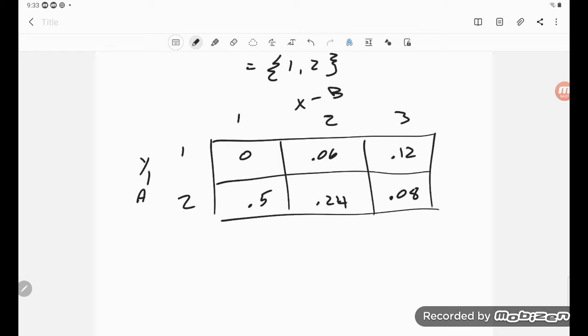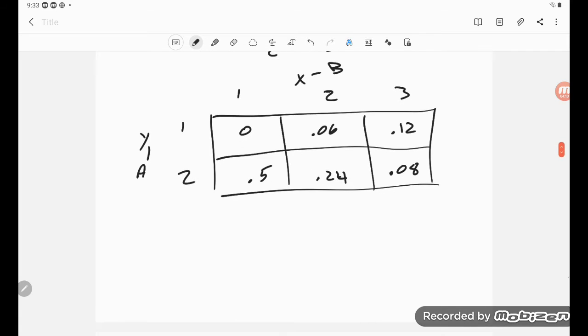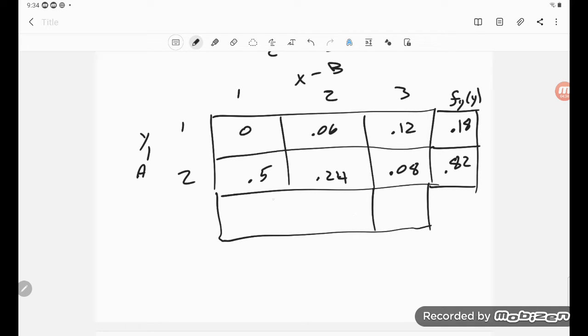Now we can also look here. So this box is f of x and y, but now we could look at fy of y, and that would be 0.18 and 0.82, and we could look here at fx of x and just add these because we add across all y's, so we have 0.5, 0.3, 0.2, and of course they all add to 1.